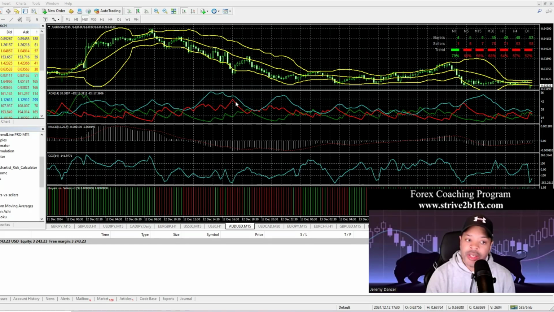This indicator right here is the ADX, the average directional movement index indicator. This is a very good indicator to use because it gives you signals. Every time the lines cross, it triggers a sell signal or a buy signal.